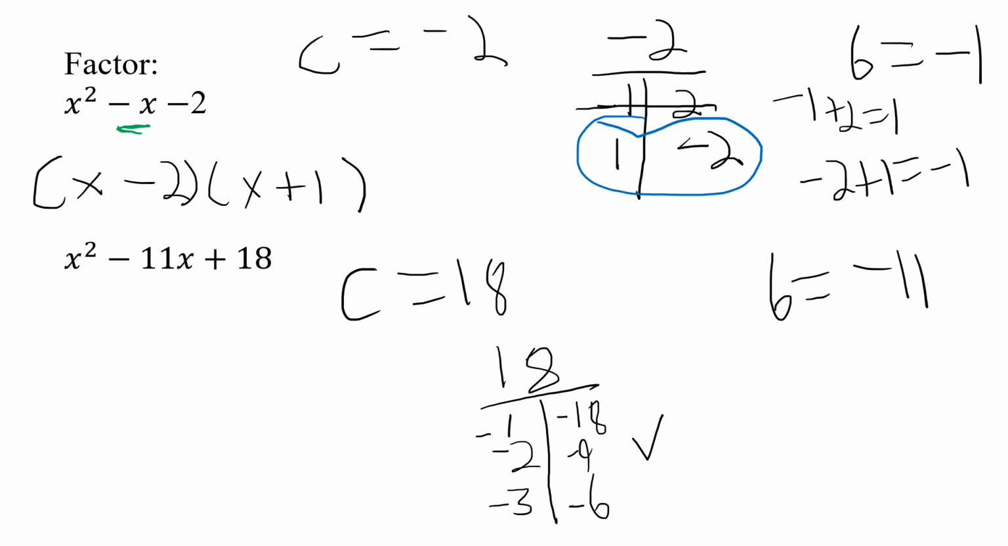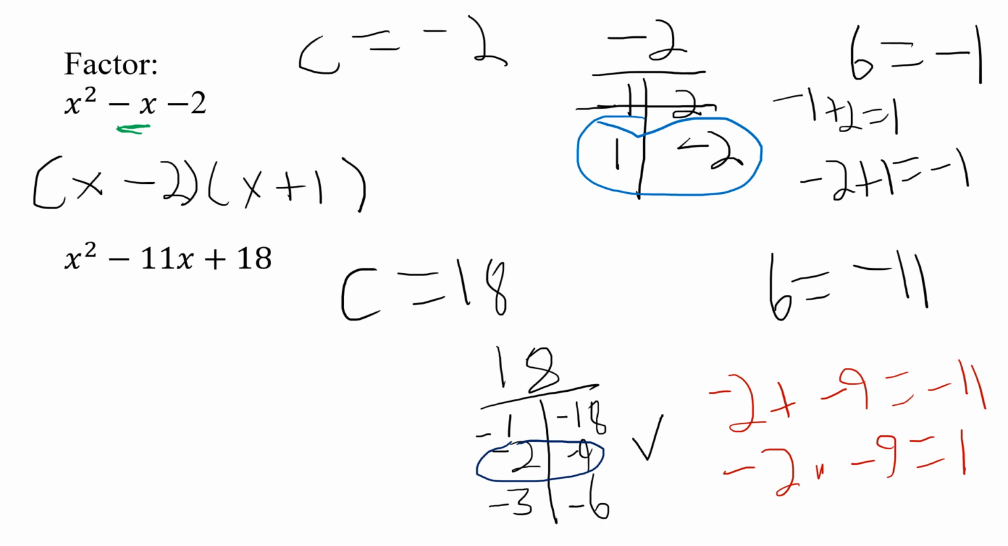So the only one that gives us our negative 11 is the negative 2 and the negative 9. A negative 2 plus a negative 9 is a negative 11. You could also write this as negative 2 minus 9. But don't do minus negative because that's plus. So either negative 2 plus negative 9 or negative 2 minus 9. And of course, negative 2 times negative 9 is a positive 18, because a negative times a negative is a positive. So for our answer, we're going to split that x up.